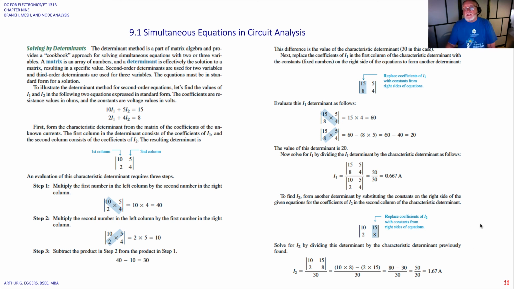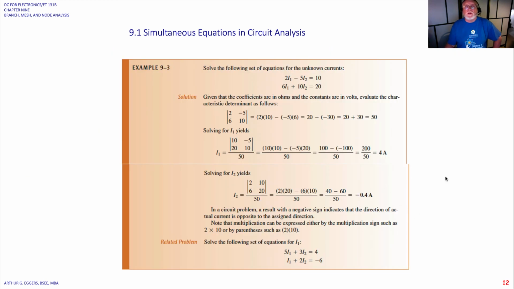This is the same as what we've done with our substitutions, solving one in terms of another, but it's a methodical approach that you can use, and there are actually programs out there that do this. You can program your spreadsheet in Excel to do the same thing. So that's simultaneous equations solving by determinants. When we come back, we'll take a look at this example.